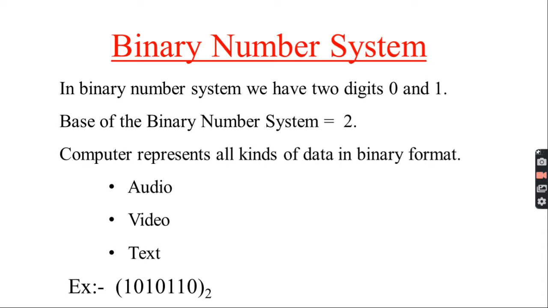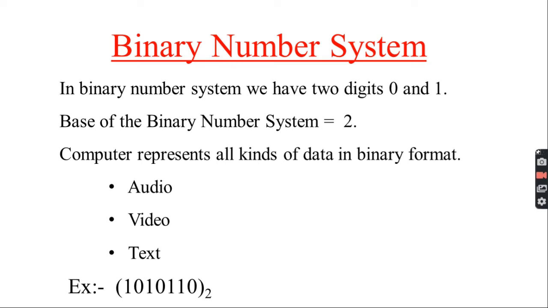Coming to the binary number system, in binary we are going to use only two digits, and the two digits are 0 and 1. Because we are using only two digits, the base of the binary number system is equal to 2. So all kinds of data like audio, video, text, anything, all these types of data will be stored in our computer in binary format only.